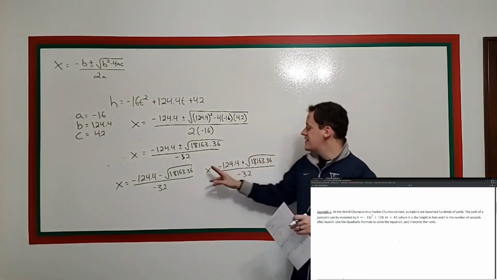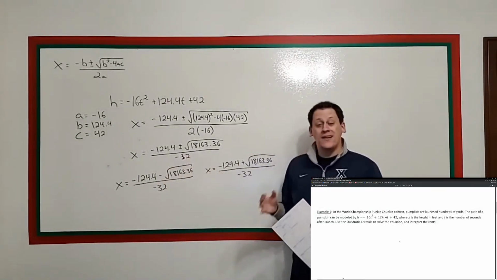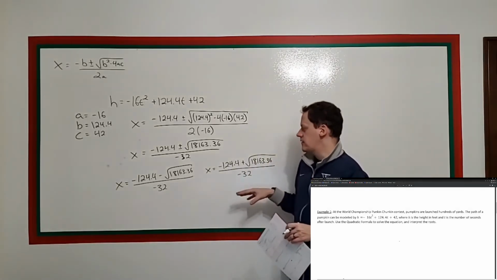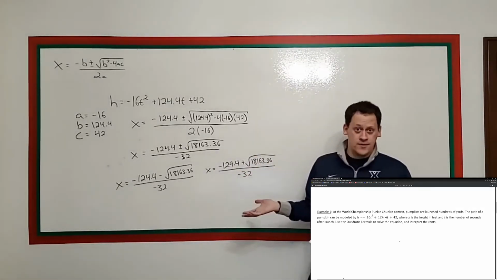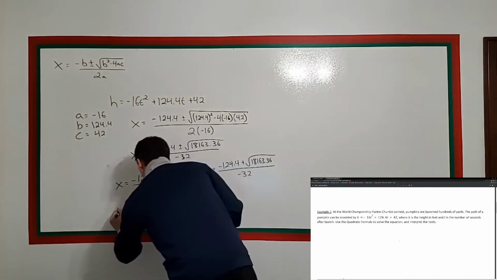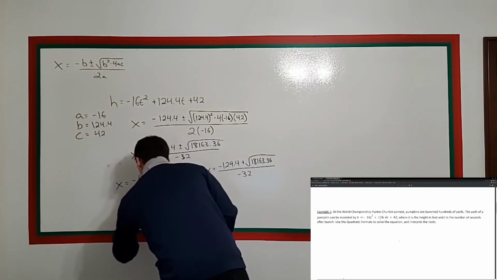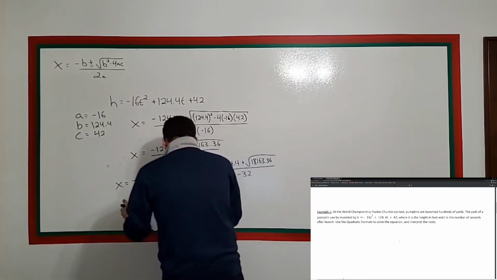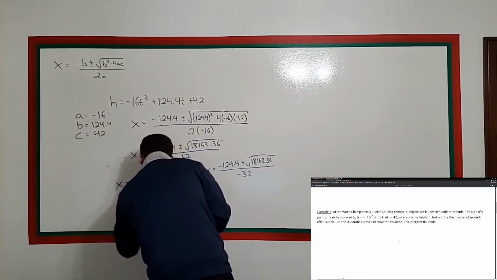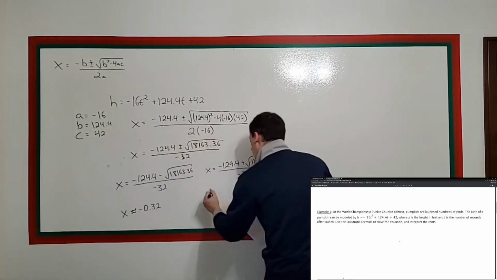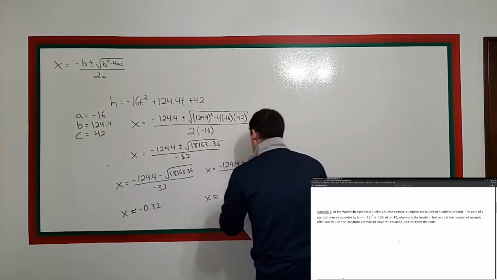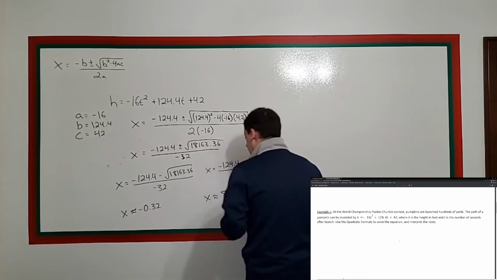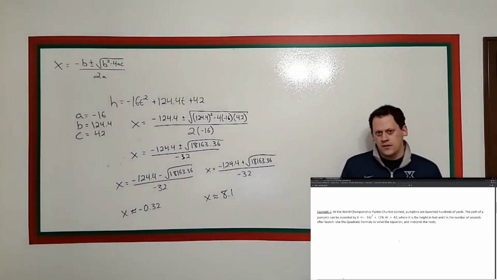However, since these are all just numbers, I would prefer that you actually evaluate what these are. Okay, so x is approximately, for this first one with the minus sign, this is approximately negative 0.32. And this one with the plus should give you around 8.1. Okay.